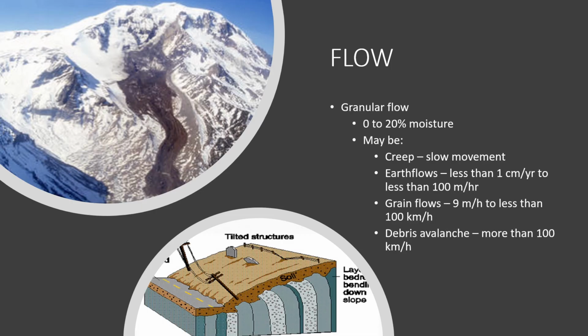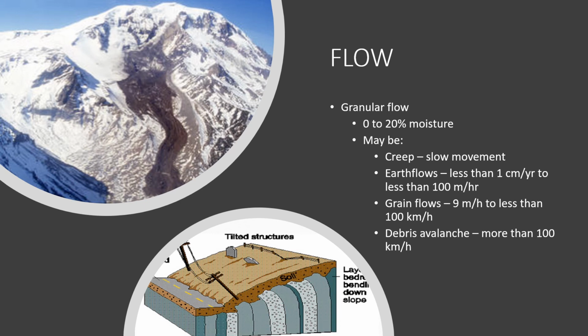Next, we have granular flow. Granular flow only contains 0 to 20% moisture, and it is not considered a water-saturated flow. Granular flows are based on velocity as well. The first one is creep, which is the slow movement of regolith down a slope as observed in bent trees and fences, like the picture at the bottom.